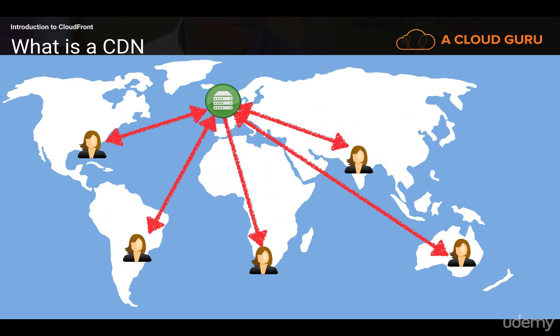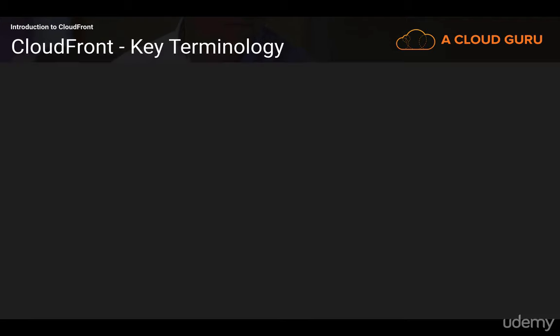So this is how it works without a CDN. We've got our users around the world. They're trying to access a web page or maybe a movie file in the UK, and they're having to go directly to the UK, pull that file down, and then bring it back to their home country.